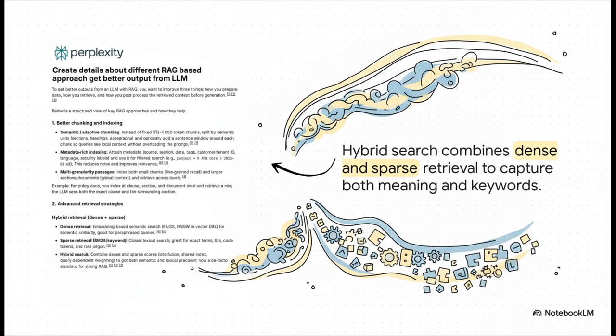The basic idea here is that you run both searches at the same time and then cleverly blend the results. This way, you capture both the general meaning of a query from the vector search and the absolutely crucial exact keywords from the keyword search.